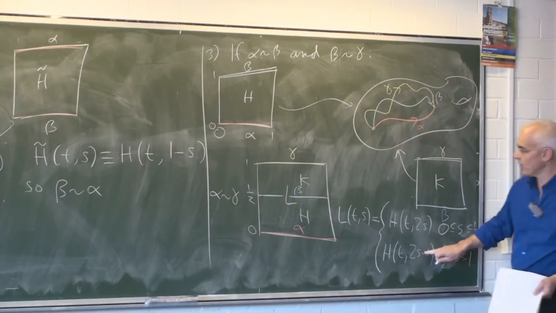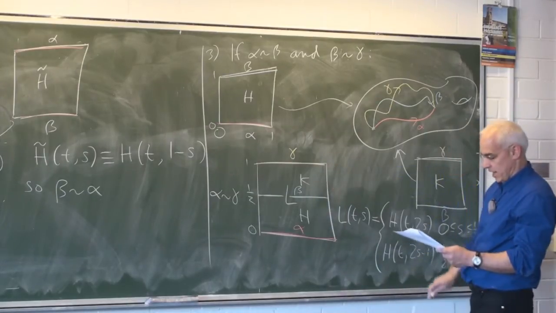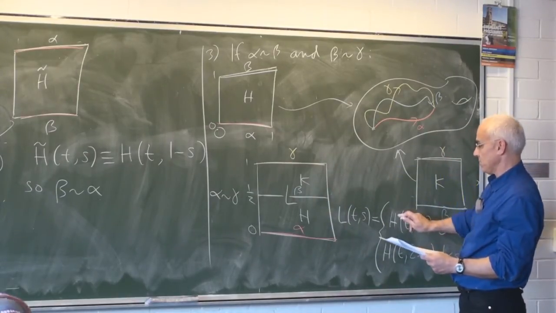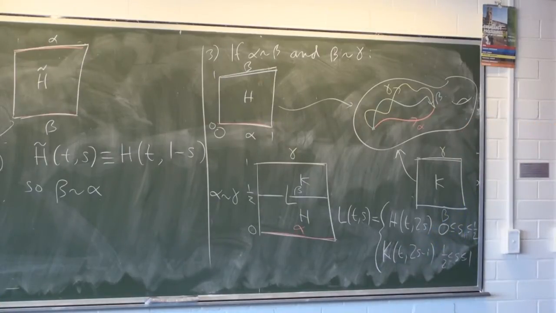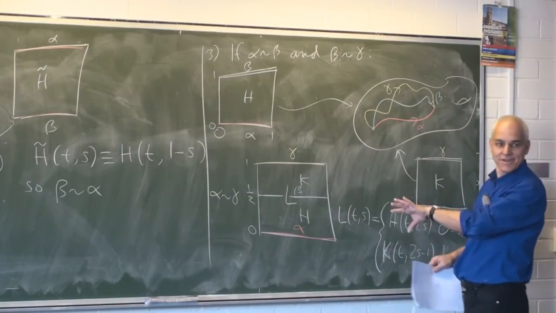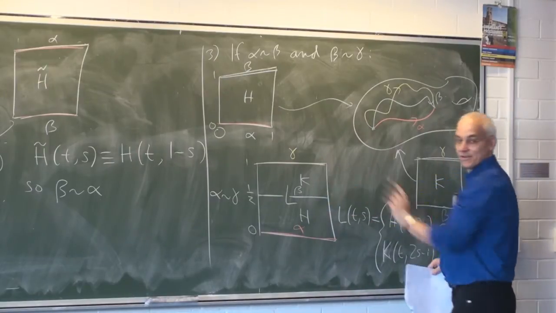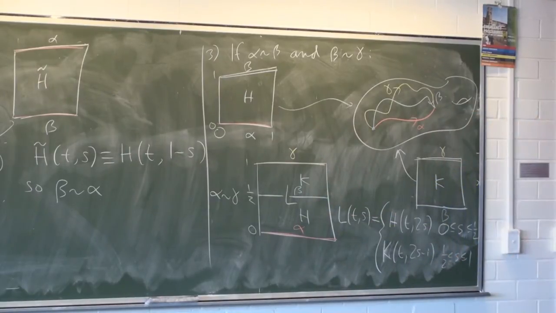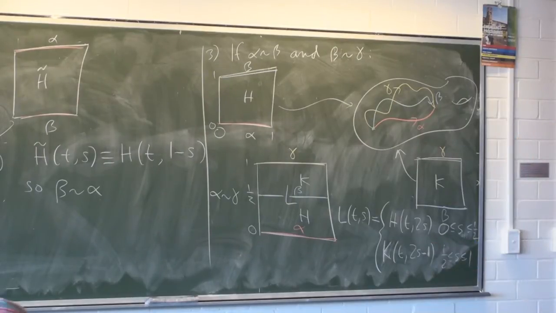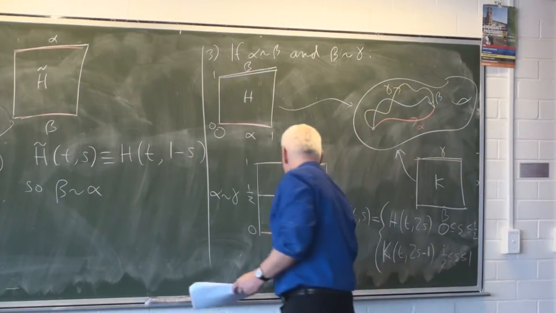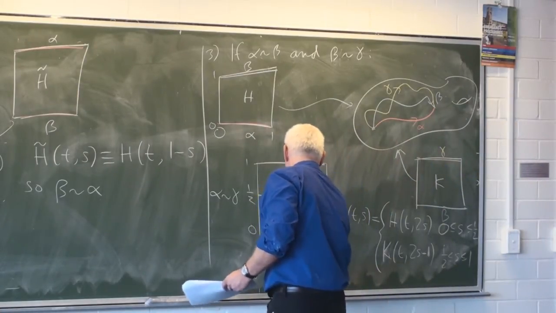And that's taking, not H, that was H, K over here. That's taking K and essentially shifting it to this range here. So that's how we create a homotopy then from alpha to gamma. That's what we wanted.